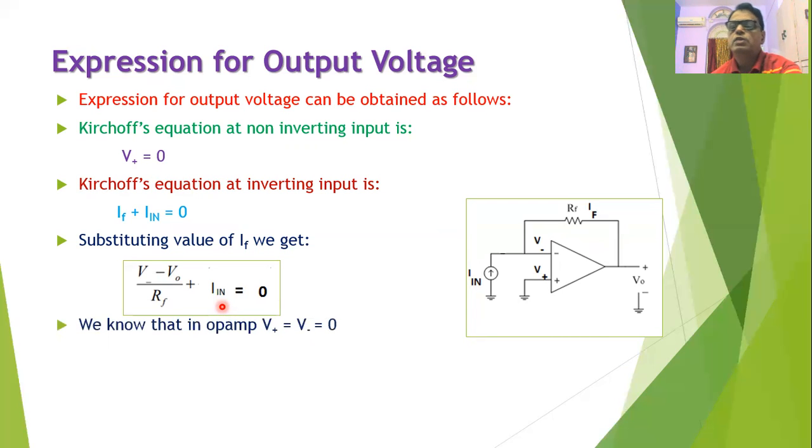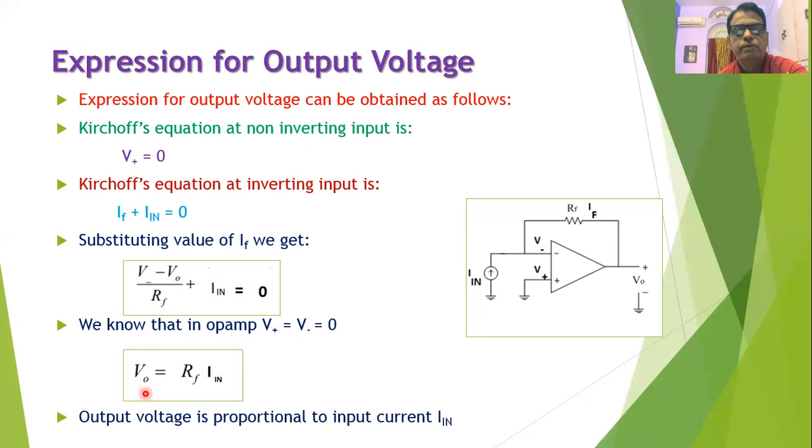Now we know that in case of operational amplifier, the voltage at the inverting input and the voltage at the non-inverting input are the same. That is, V plus is equal to V minus, which is equal to 0. Therefore, if we substitute V minus is equal to 0 in the above equation, then we can rewrite the equation as VO is equal to minus RF into IIN. That is, we observe that the output voltage is proportional to the input current IIN. The output voltage will change in proportion with the input current IIN. And therefore, we can say that this circuit works as a current to voltage converter.